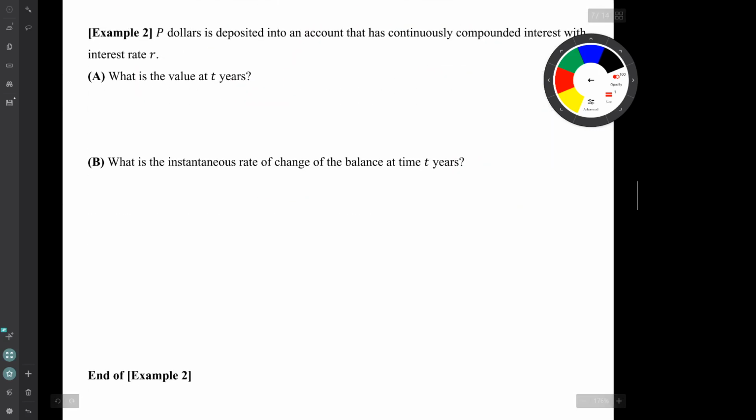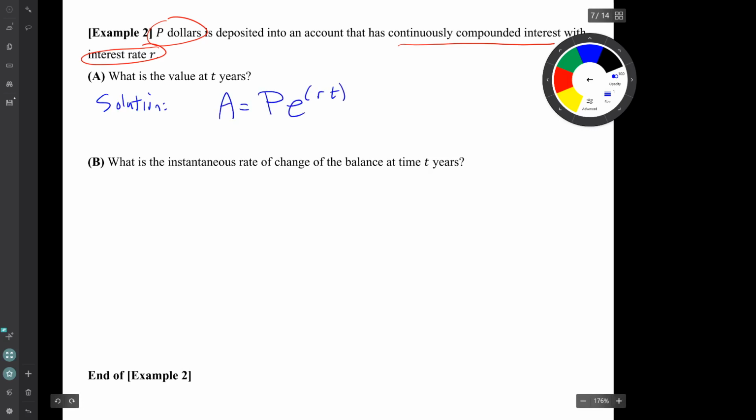Example 2. Capital P dollars is deposited into an account that has continuously compounded interest with interest rate r. Question A is, what's the value at time t years? Well, this is just asking us to recall the formula for the balance of an account with continuously compounded interest. That's it. That's the formula.